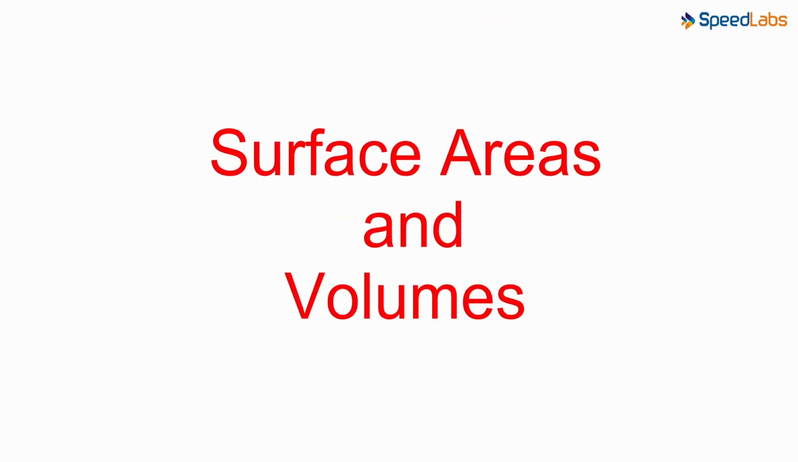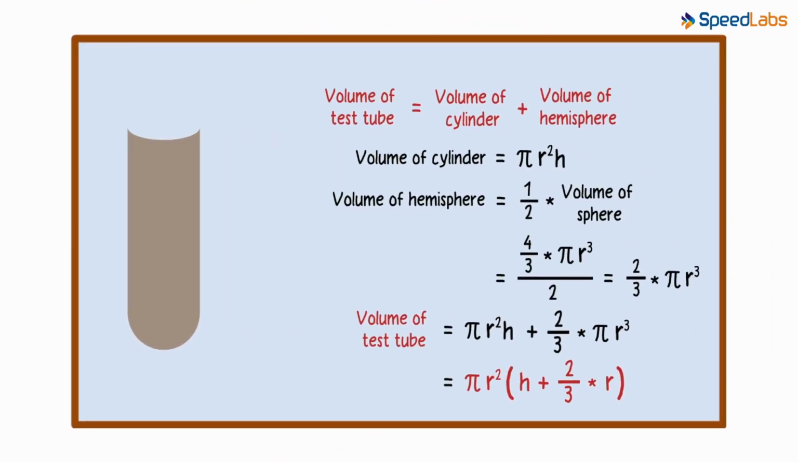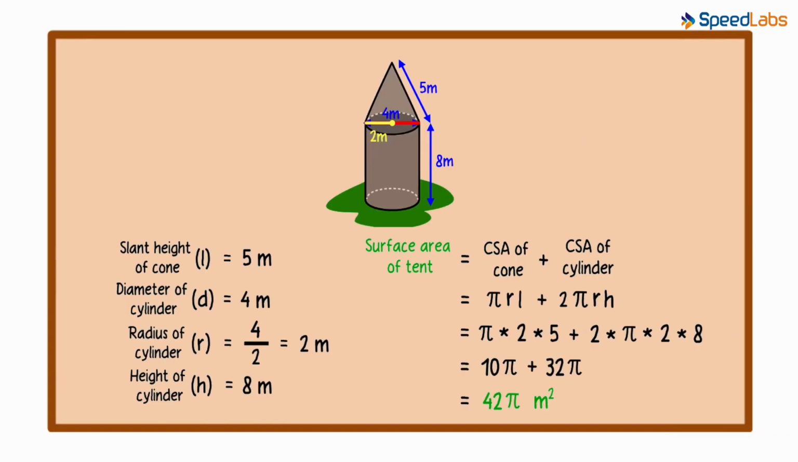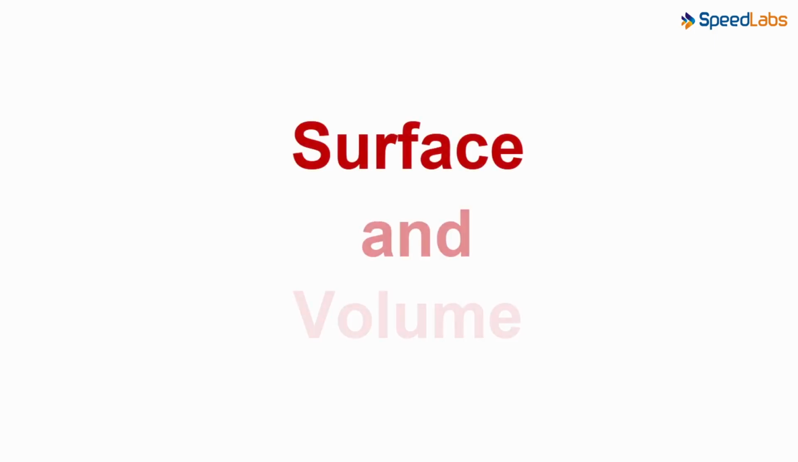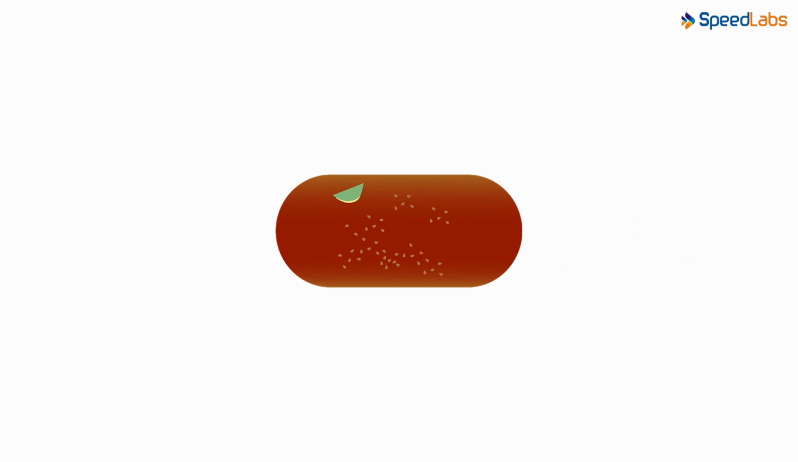So far, we have seen how to find the surface areas and volumes of solids in the form of a test tube, tent, rocket, etc. In this video, we will talk about one more of such solid and derive the formula for its surface area and volume. What you see on the screen is a very tasty solid.